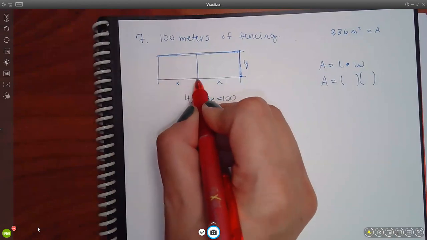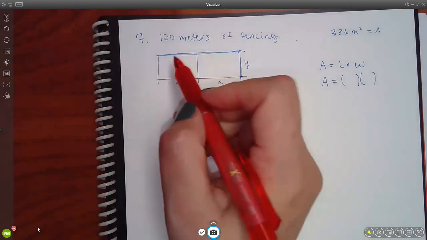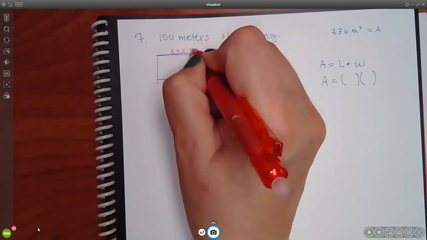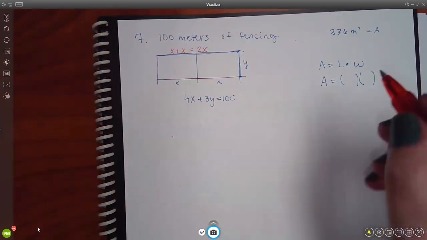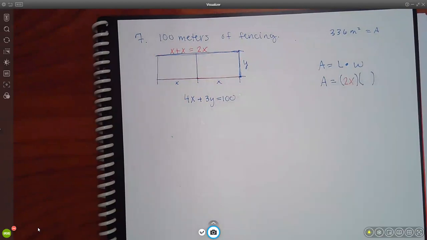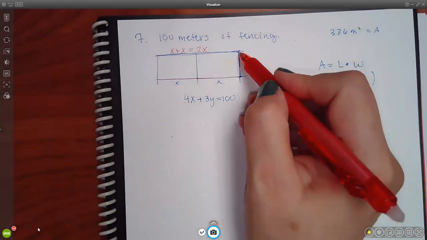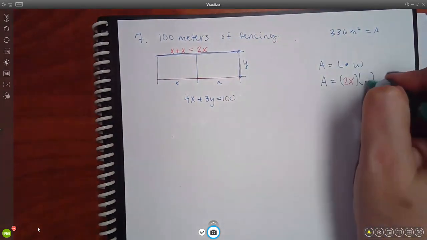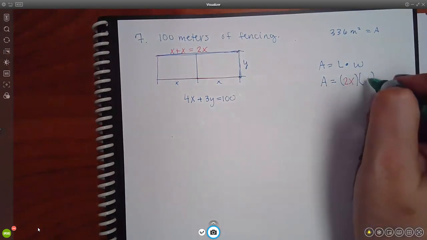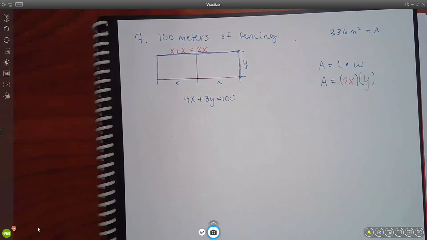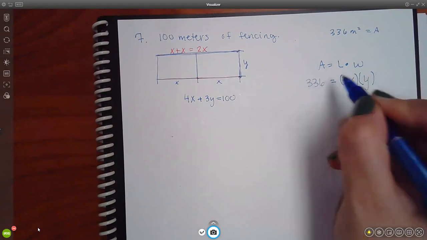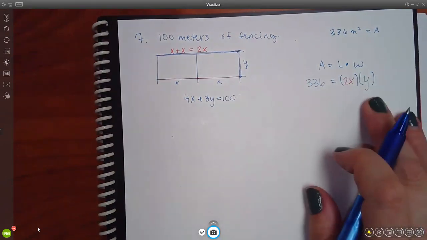If from here to here is X, and from here to here is also X, what is it from here all the way to here? What is X plus X? So that means that the entire length is going to be 2X. And then the width here is this measurement, which is just Y. Do I know what the actual area should be? The number I do, that's going to be 336 meters squared. So I have this, that's fantastic.